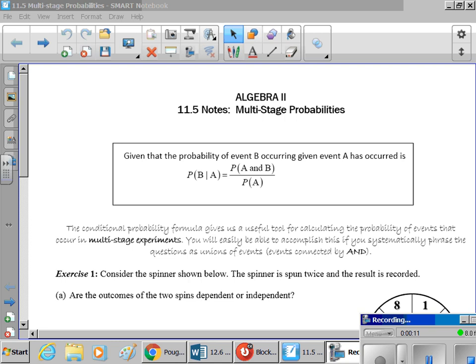This is going to come back a little bit later, but given that the probability that event B occurred given event A has occurred, remember the formula? B given A is equal to the probability of A and B over the probability of A. If we cross multiply this, we're going to be able to come up with different types of formulas.